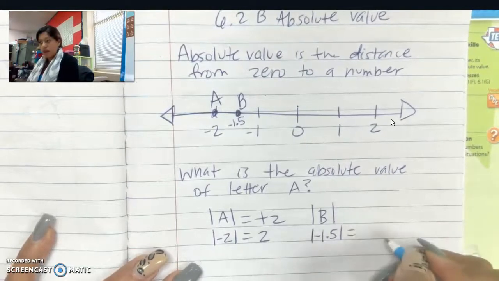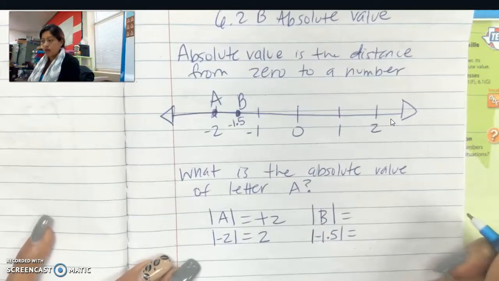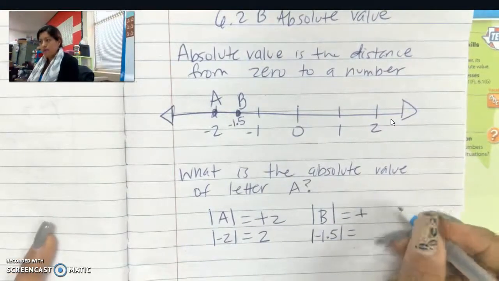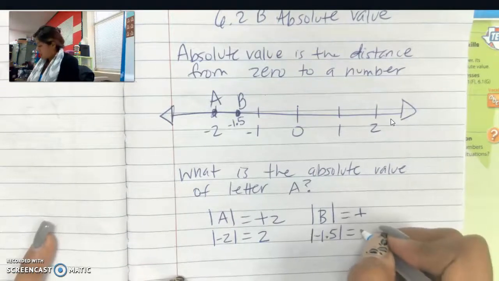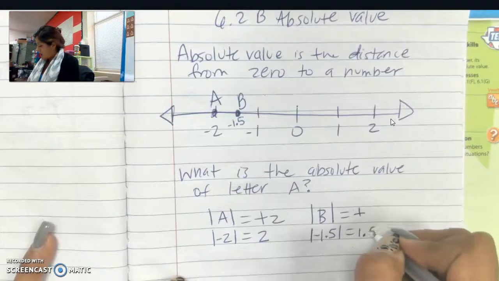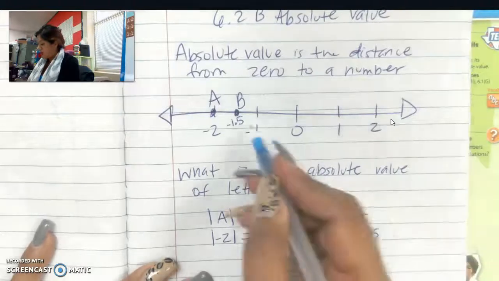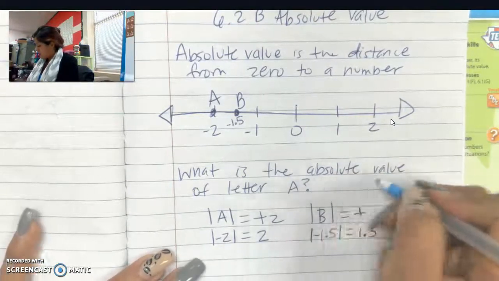And the absolute value of that, you write it down first. I'm going to give you a second to try it yourself. Remember, it's going to be a positive number. And it's 1.5. Yep. There you go.